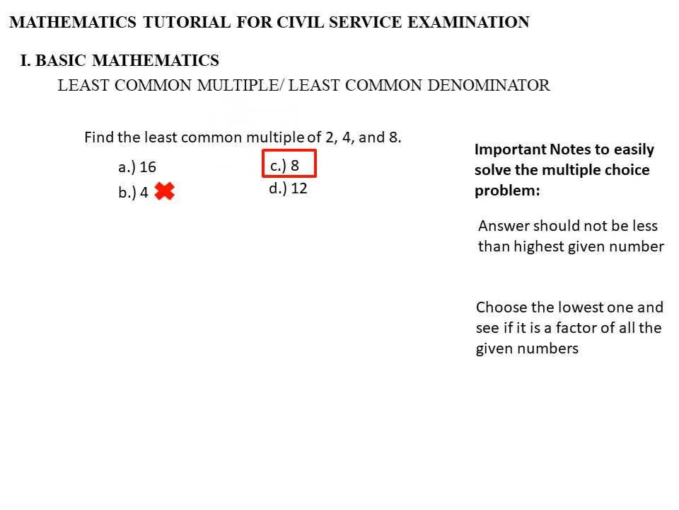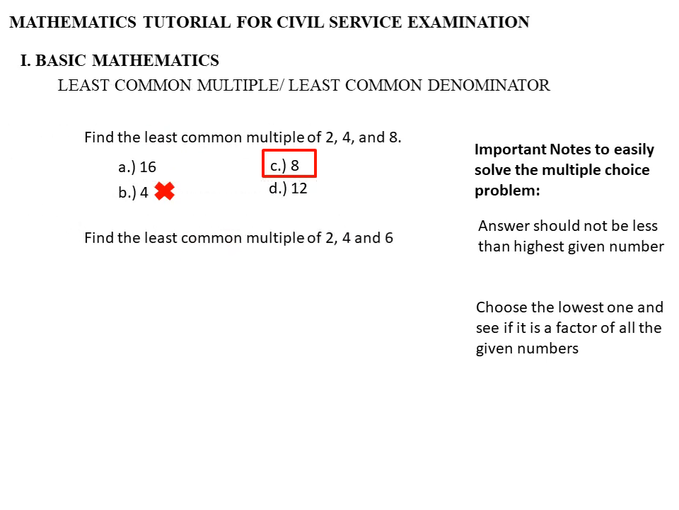Let's try 16. Is 16 a multiple of 2? Yes. Is 16 a multiple of 4? Yes. Is 16 a multiple of 8? Yes. Okay, so 16 is a multiple of 2, 4, and 8, but it is not the least. Remember that the question is to find the least common multiple. So the least common multiple is 8.